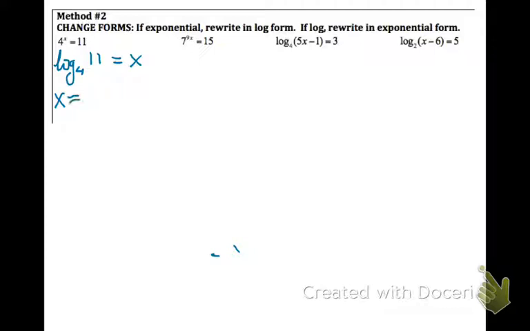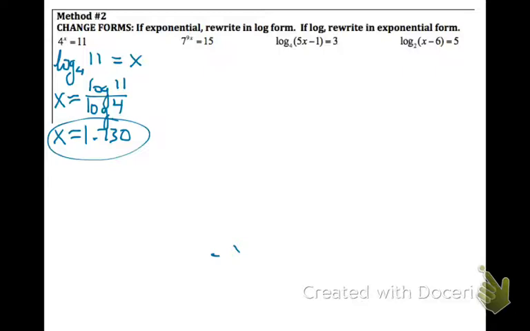Remember that you can use change of base, so the log of the value, or 11, divided by the log of the base, or the log of 4. And if we round to 3 decimal places, we'll get 1.730. You can always check that by taking the base 4 and raising it to that power, and you'll get very close to 11.